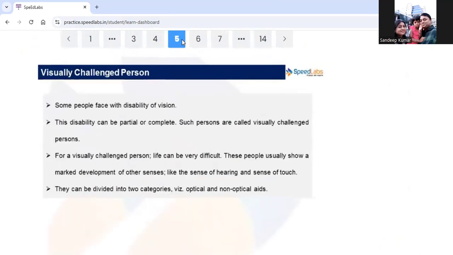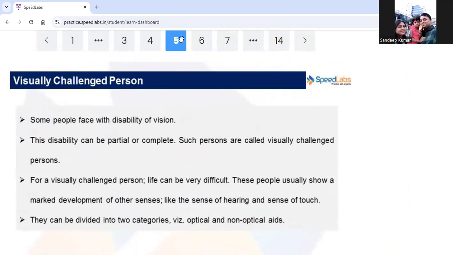Visually challenged persons. See, children, some people face a disability of vision. This disability can be partial or complete. Such persons are called visually challenged persons. For a visually challenged person, life can be very difficult. These people usually show a marked development of other senses, like the sense of hearing and the sense of touch. They can be divided into two categories: optical and non-optical aids.